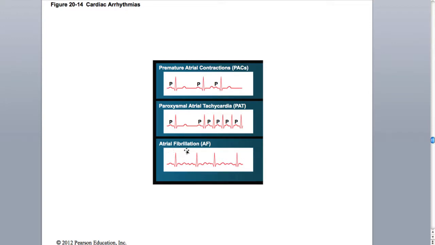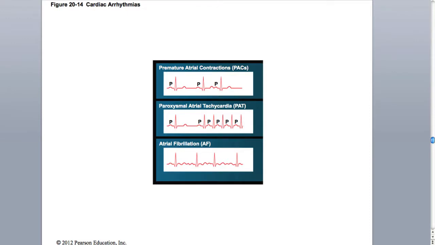So we have atrial fibrillation, where the top part of the heart is just fluttering. It's not really contracting well. We do see that the ventricles are okay, but it's the atria that are not doing so well. And there are cases of atrial fibrillation that you can survive.